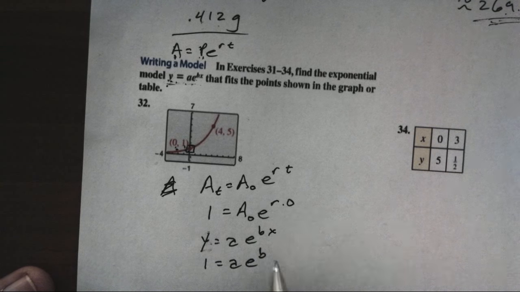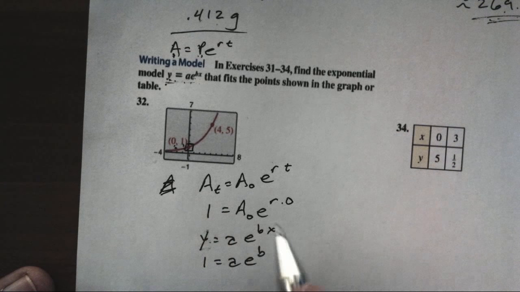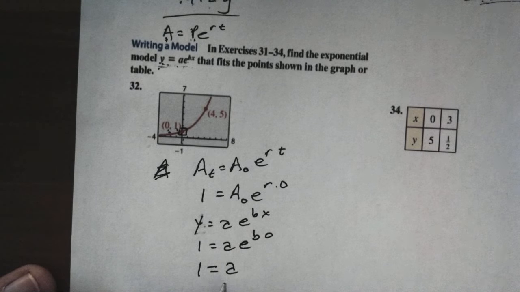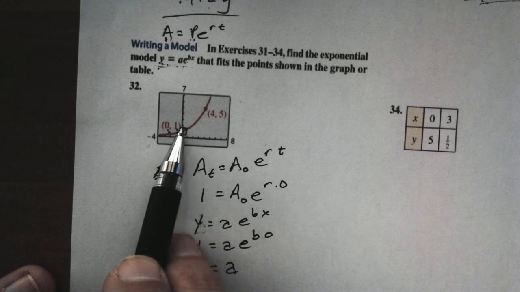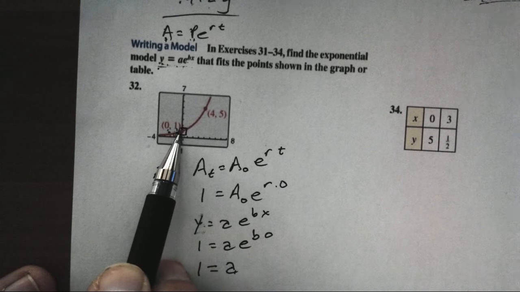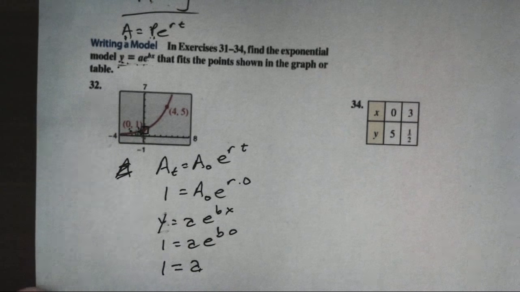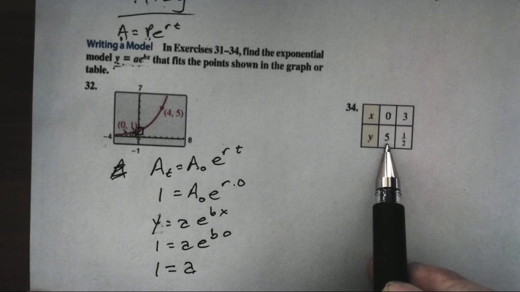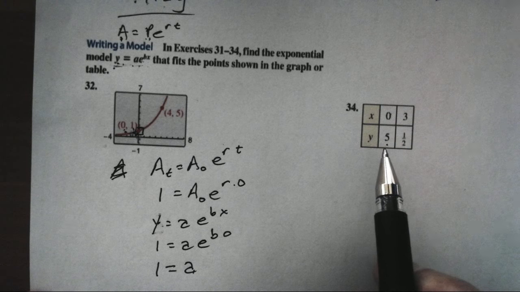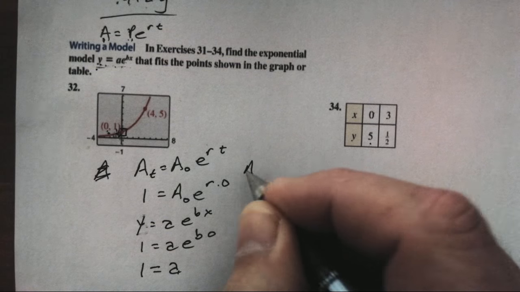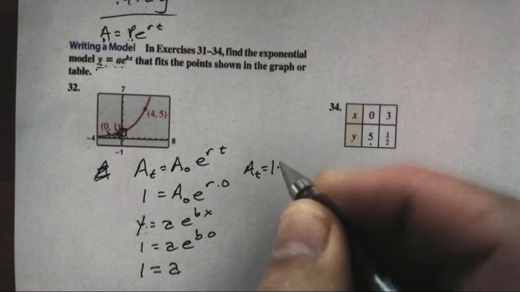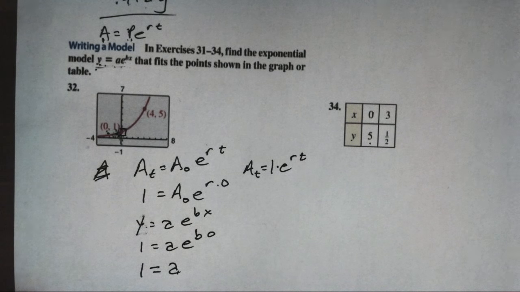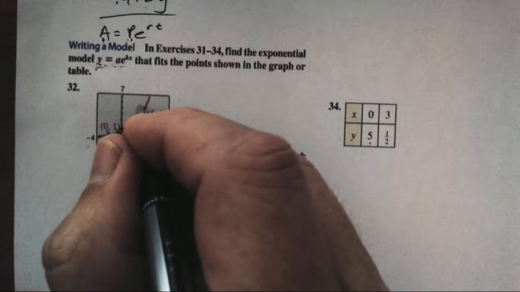I don't know what b is. That's truthfully our r value. The x value is 0. So we get 1 equals a. Oh, a is what we started with. A is 1. We already knew that that value was 1. Well, that's good to know. So that's going to be helpful for us. Like in 34, we start with 5. A is 5. At time 0, we start with 5. So our formula becomes amount at time t equals 1 times e to the rt. I just need to figure out what r is. I've got another point.